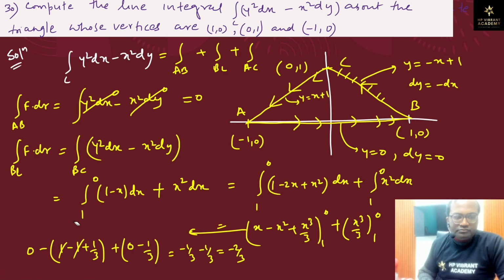Okay. So along BC, f dot dr is minus 2 by 3. Let us find along CA.